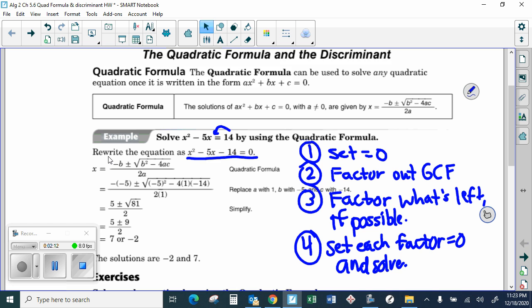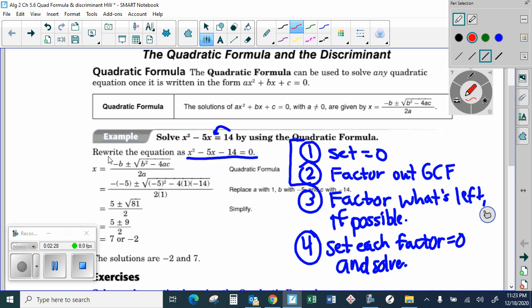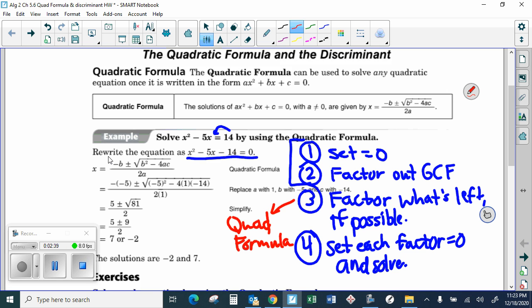Okay, so we're going to still do the first 2 steps, because by factoring out the GCF, then instead of factoring what's left, if possible, we would use a quadratic formula here. That'd be the difference. Now, if you don't take out the GCF, you can still use the quadratic formula. You could go from step 1 to step 3. The difference is you're going to deal with a lot larger numbers.